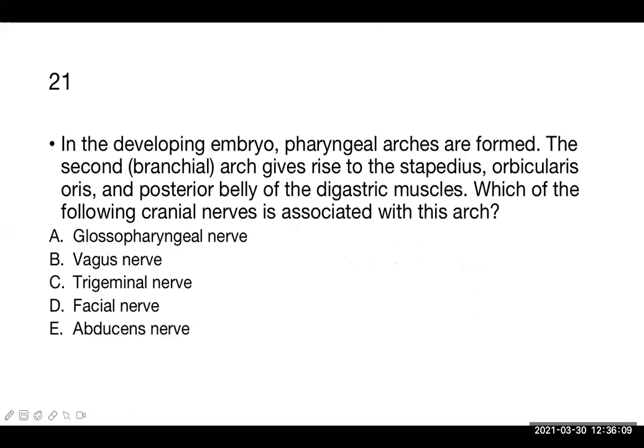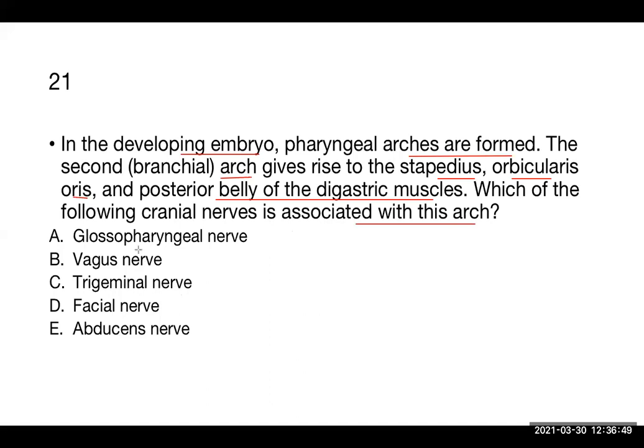Now, a bit of embryological question. Now, see this. In the developing embryo, the pharyngeal arches are formed. We know that there are 6 pharyngeal arches. The second branchial or pharyngeal arch gives rise to the stapedius, orbicularis oris, and posterior belly of the digastric muscle, which all develop from the second branchial arch. Which of the following cranial nerves is associated with this arch? Because each of these arches has a cranial nerve. So which is associated with this second branchial arch?